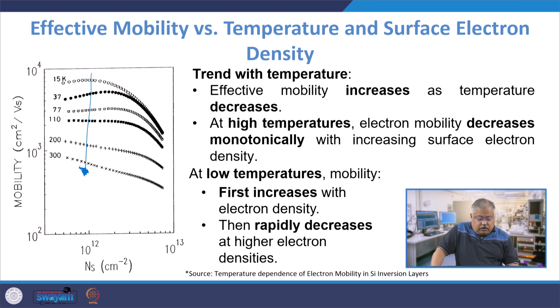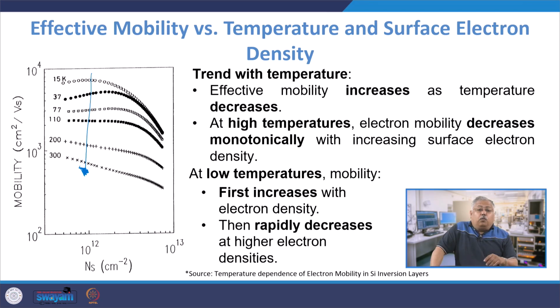This is the surface electron density. What is the surface electron density? Surface electron density primarily means the number of inversion charges at the surface, at the silicon dioxide interface. As you can see, as the surface charge density increases, the mobility falls down. Why does it fall down? All of you can understand, because as the number of charges becomes larger, the probability of collision becomes larger, the probability of scattering becomes larger, and that is the reason the mobility falls down.